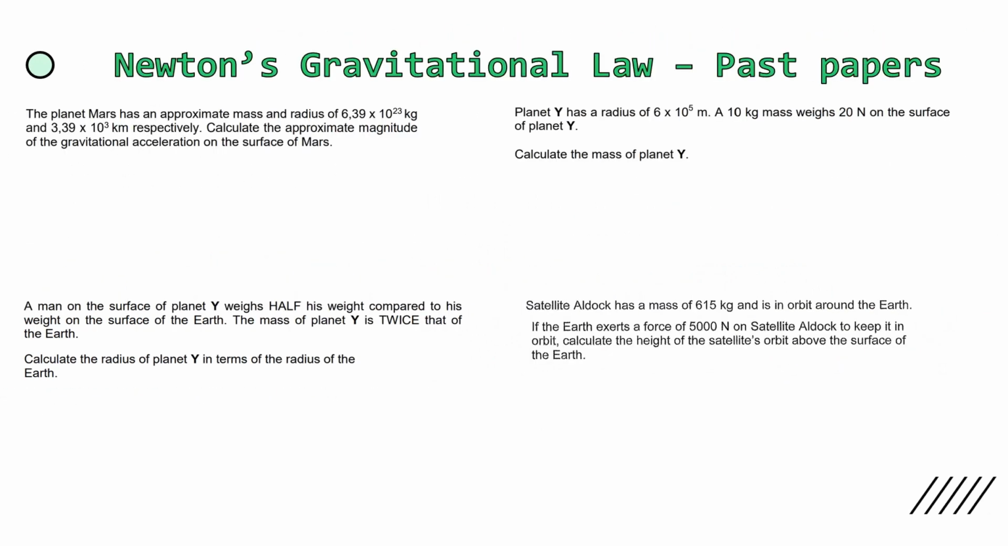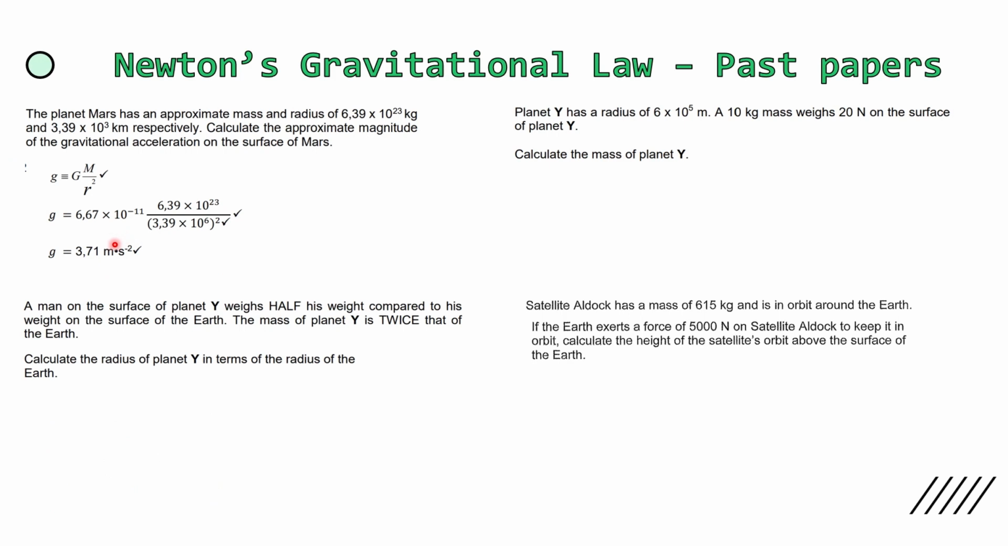We will now practice some past paper examples like we always do. The first one, the planet Mars has an approximate mass and radius. Calculate the approximate magnitude of the gravitational acceleration on the surface of Mars. This is pretty straightforward. You have your formula and you just substitute everything.